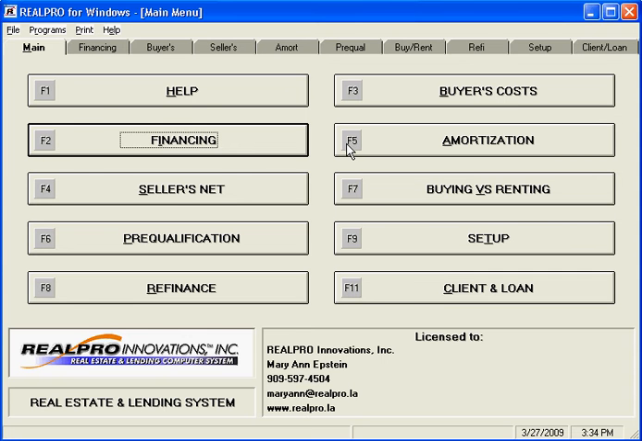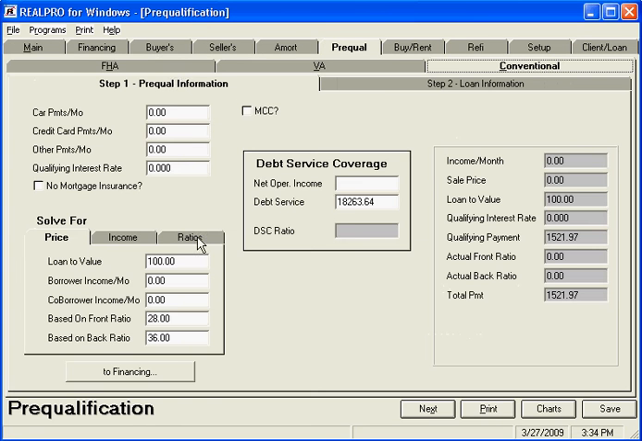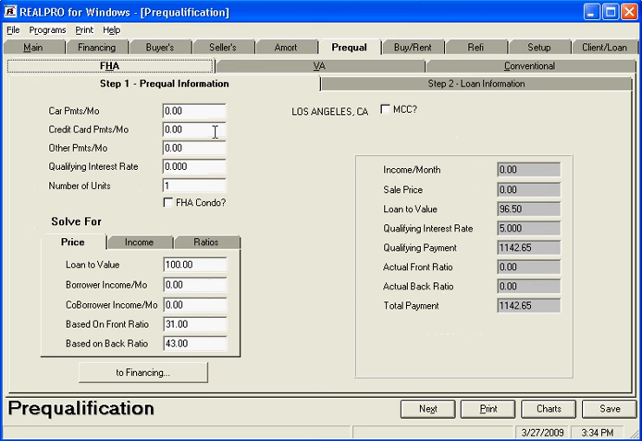This is very valuable because there are a lot of renters who would like to buy now. Prices are great. All you need to do is show them why it makes sense. So we're going to go into pre-qualification. I'm going to do FHA. That's the loan of the day.